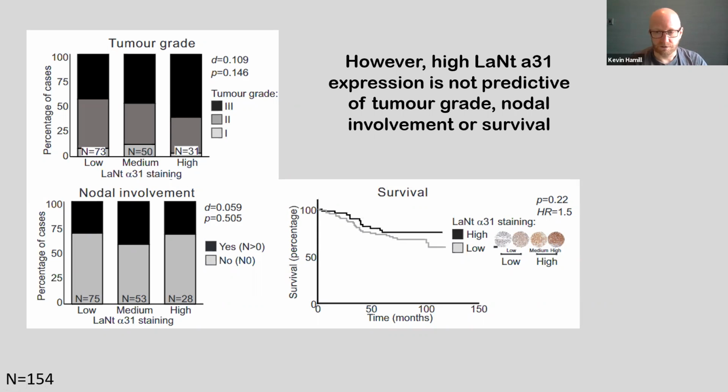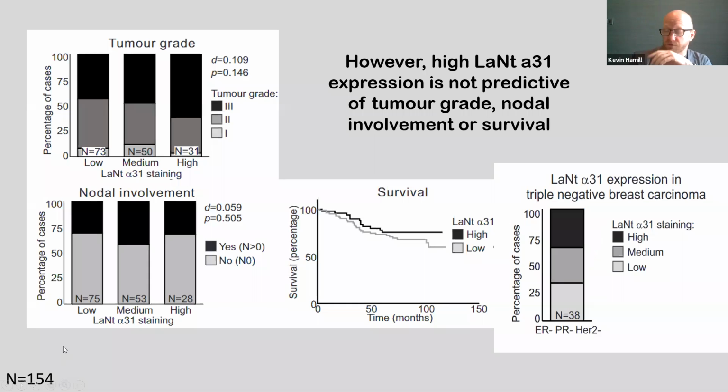Okay, so far so good. The N here, we're into the 150s. Oh yeah, just one extra thing. When we look at triple negative in particular, so these are estrogen receptor negative, progesterone receptor negative, and HER2 negative, two thirds of them have medium or high expression.